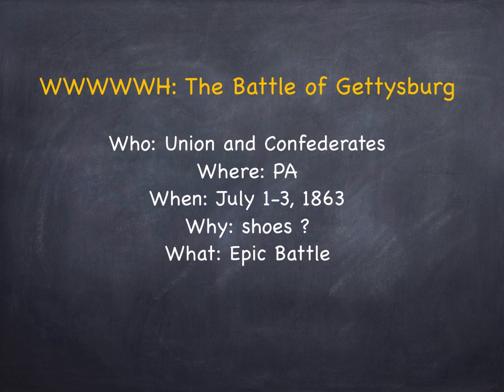Robert E. Lee is the main general for the Confederates, and a guy named George Meade is the head general for the Union. A lot of people think it's Grant, but no, Grant isn't there, right? Grant is out in Vicksburg, Mississippi at this time. There are very few battles where Lee and Grant actually face each other. We'll talk about those a little later in the week.